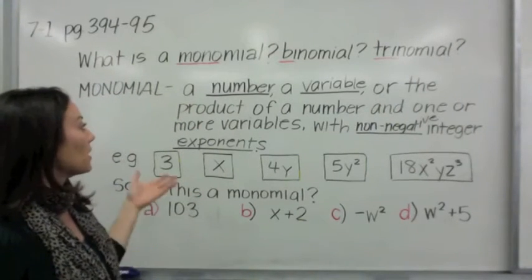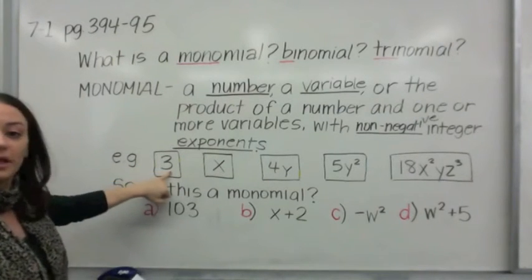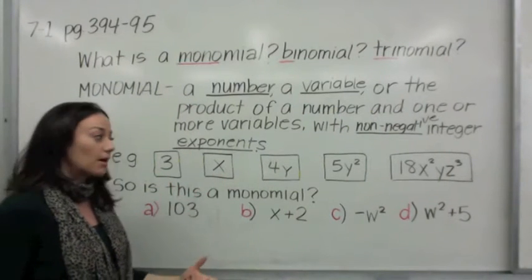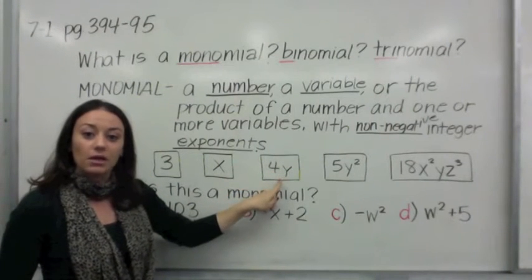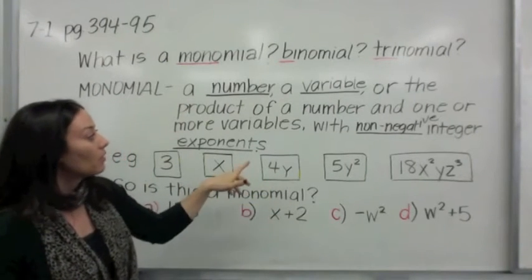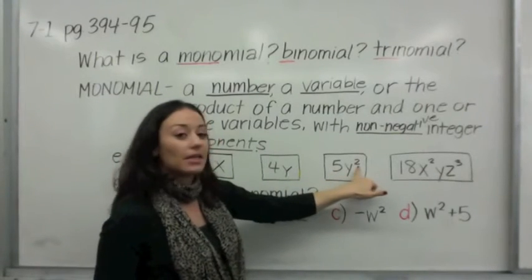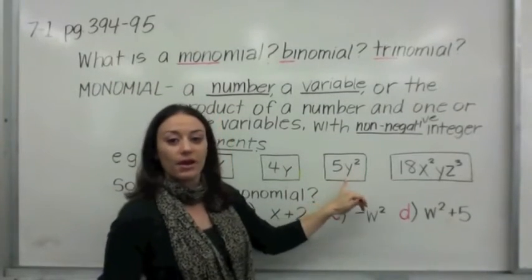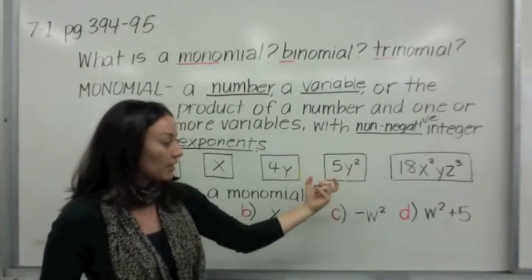So here are some examples of monomials. They are single terms that either have a number, like 3, a variable, like x, or it's the product of a number and a variable. So when you look at 4y, these are being multiplied together, right? Okay, so 4y is a monomial. Now it also says that it could be the product of a number, a variable, and a non-negative exponent. So when we look at something like 5y squared, or 5y to the power of 2, that is a single term, even though all of these things are being multiplied together.